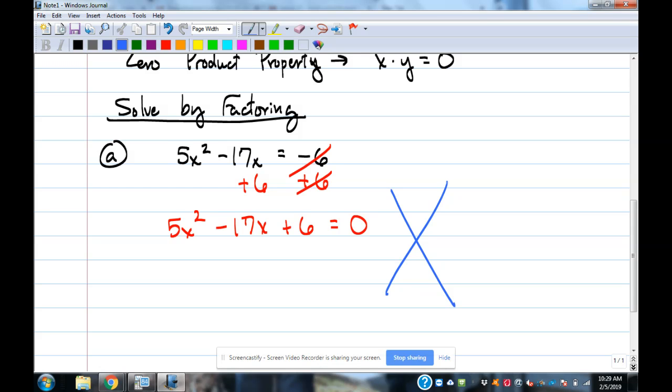So what goes on the top of the X? 30. Where's that 30 coming from? There's not a 30 in that problem. It's always the front number times the constant on the end. So 5 times 6 is 30. We need it to add to be negative 17. So we need it to multiply to this 30 on the top and add to be negative 17. Negative 15, negative 2. Very good. That is exactly the right two numbers.